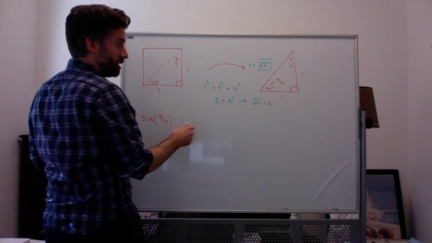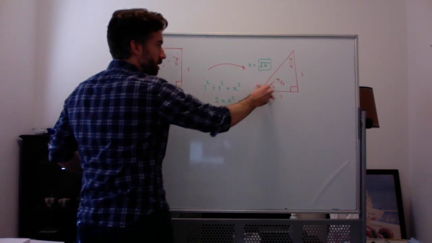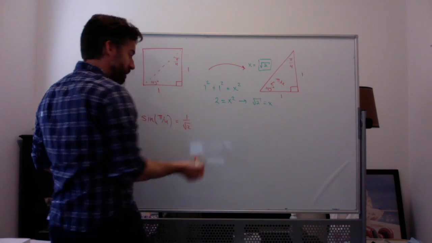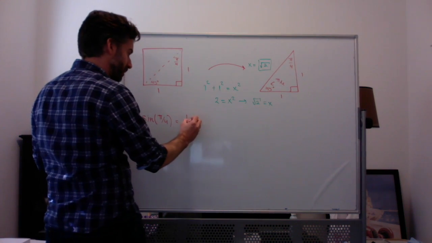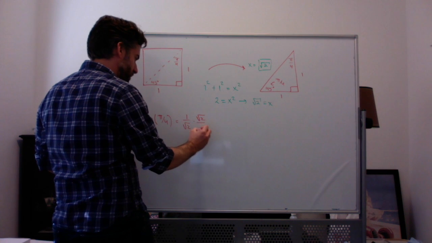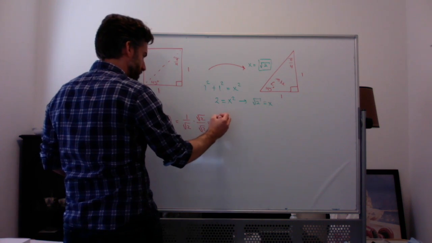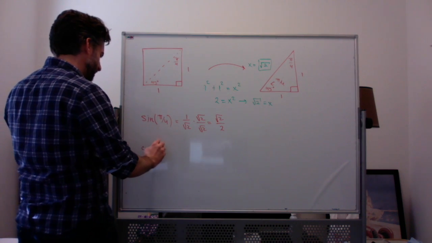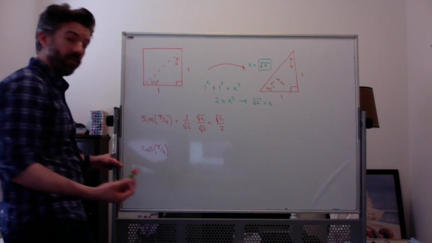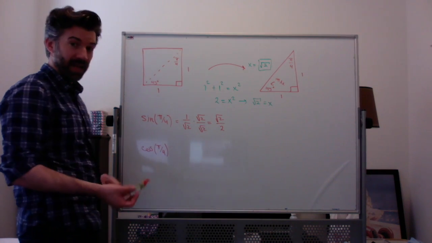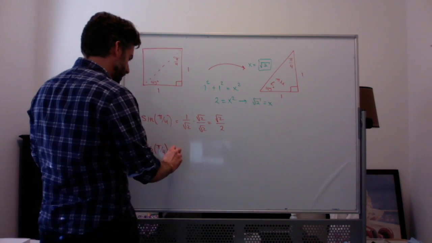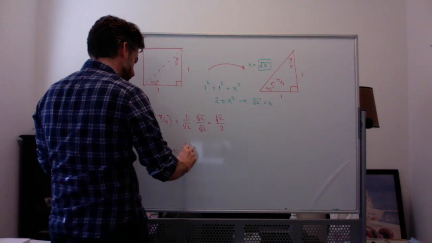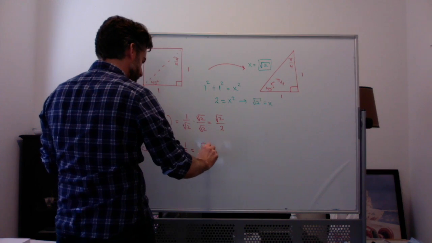So sine of pi over 4 is opposite over hypotenuse, which is going to be 1 over the square root of 2. Typically, we rationalize these, so I'm going to multiply by the square root of 2 over the square root of 2 and get the square root of 2 over 2. The nice thing about pi over 4, kind of my favorite thing about pi over 4 radians or 45 degrees, is that sine and cosine have the same value. So cosine of pi over 4 is adjacent over hypotenuse, which is also 1 over root 2. And if we rationalize, we get root 2 over 2.